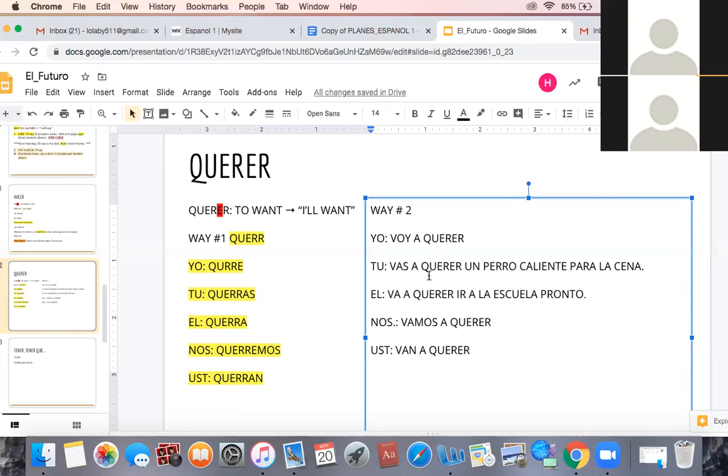Entonces, querer, there's 2 ways to use it. One is querré, querrás, querrá, querremos, which you can use. No shame on that. But hopefully you can adopt this way as the easier way and the one that most people use. Most Spanish-speaking people use voy a querer. And it's usually used when you want food because that's what you want, right? So that's why I use food.